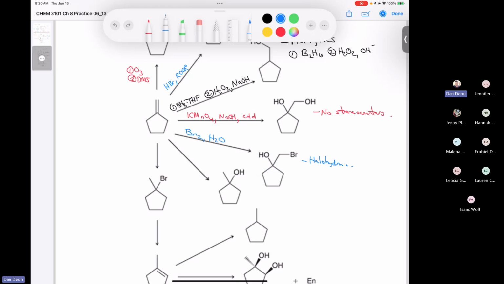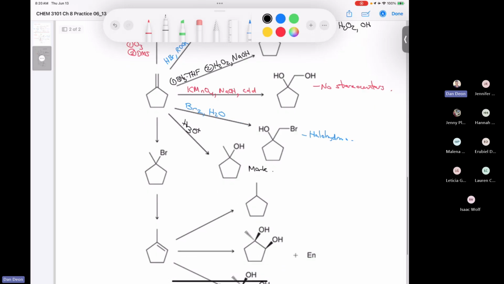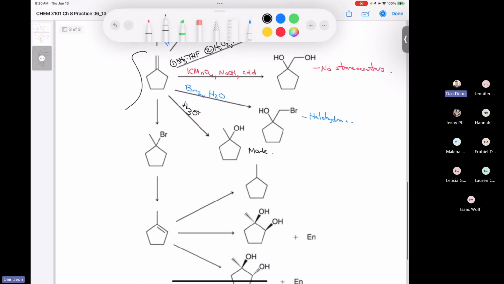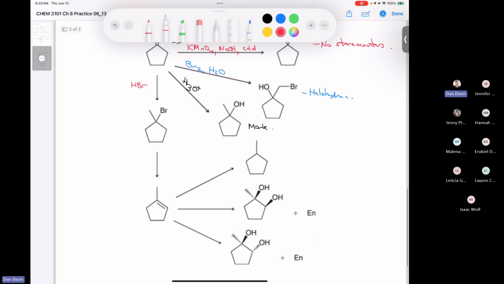The next one is a Markovnikov addition of water. So we're going to do this like this. So just aqueous acid. And again, this is a Markovnikov addition. All right, next one. Let's just look at this one. So we're taking the alkene. We're doing a Markovnikov addition of HBr. And so for that, we're going to need just plain old HBr, right? Because it's just a Markovnikov addition, nothing fancy.